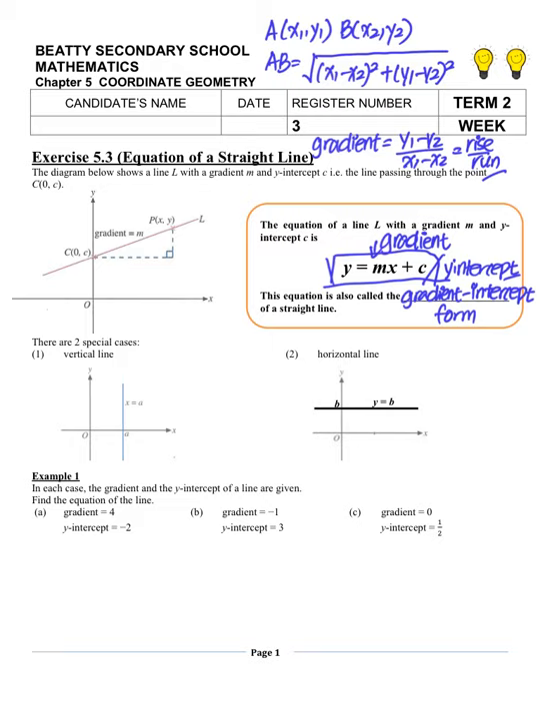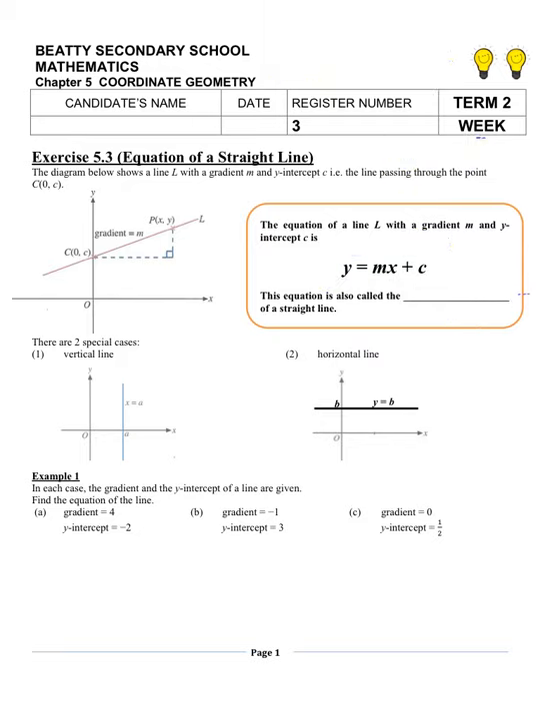Why is it called gradient-intercept form? Because from this equation you can straight away tell the slope of the straight line as well as where it cuts the y-axis. For example, let's say y equals 3x plus 4, then the gradient will be 3 and the y-intercept will be 4. Or y equals 2x plus 1, the gradient will be 2 and the y-intercept will be 1.